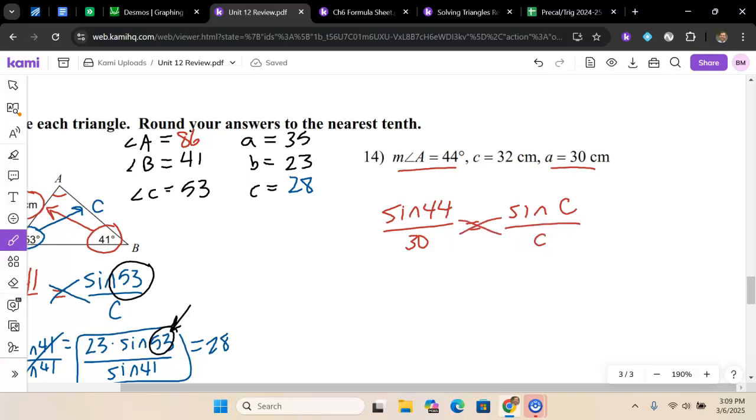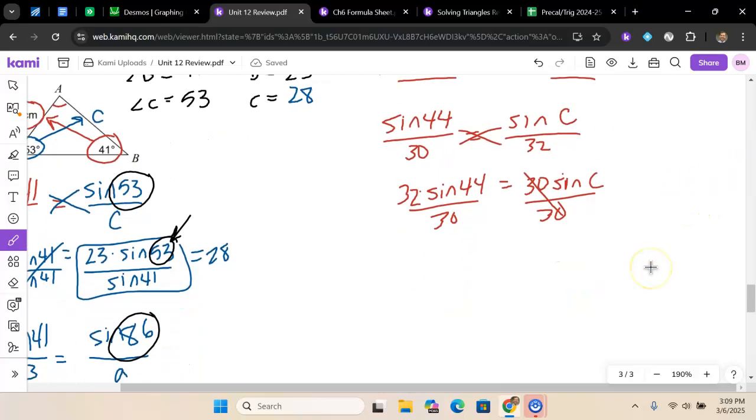I do the cross products. I would get C times the sine of 44. Sorry, not C. That would be 32. I've got that number, I don't need to say C. This is 32. So 32 times the sine of 44 equals 30 times the sine of C. I would divide by 30. And then to get rid of my trig function, I would do inverse sine of this. So C is going to be the inverse sine of 32 sine of 44 over 30, and you're going to get an answer from that.